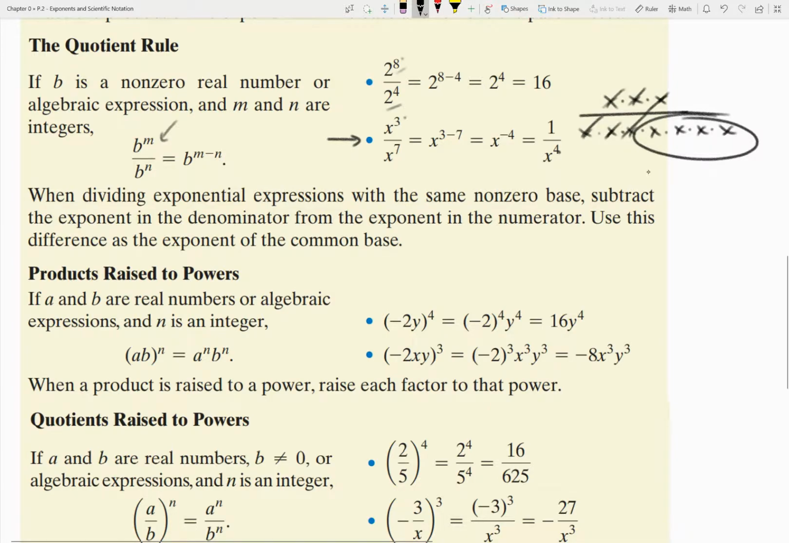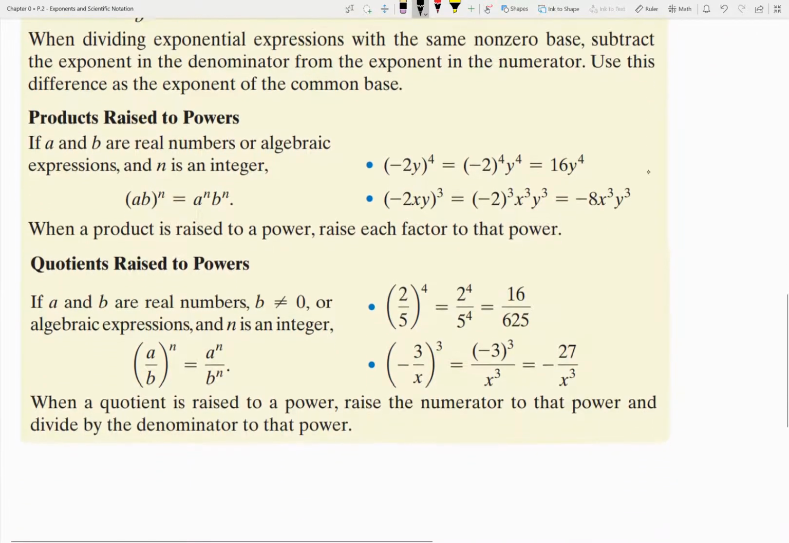So you could do this method, just subtract the top and the bottom. It always will work. 3 minus 7 gives you x to the negative 4, and then you just have to move it to the bottom. What I like to do is just pick the bigger number. 7 is bigger, so I go 7 minus the 3, and because the x to the 7th is on the bottom, my answer is going to be on the bottom as well, and it will be positive. So either way that you want to think about that is fine, but I tend to just use the canceling method instead of the subtraction method, but either way works.